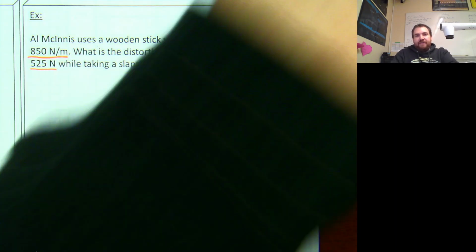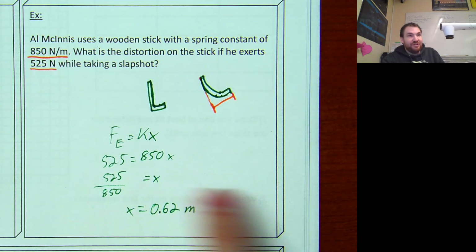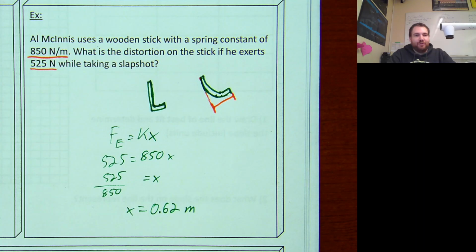So let me show you a picture of Al MacInnis's slap shot. Are we able to calculate the fastest one? I can tell you what his fastest shot was. That's easy. But do we have the knowledge to take this and turn it into the speed at which the puck was moving? No, there's too much going on there.